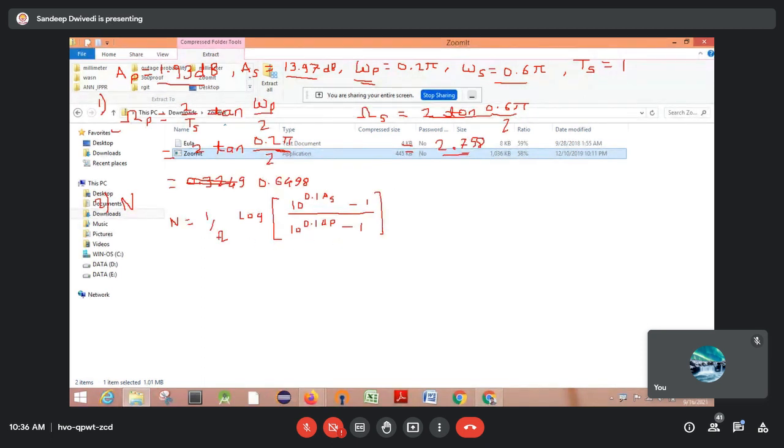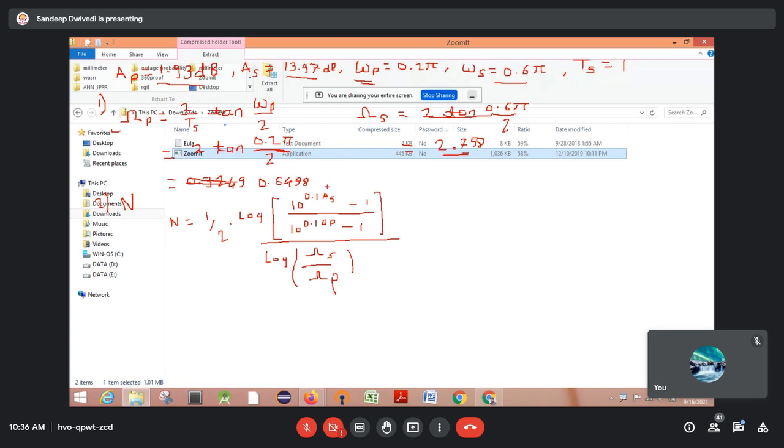Then in the denominator it is log of this calculation, that is the analog frequency, omega s, which we have calculated, and omega p. So you just need to put the values in this. This will be 1 by 2 log of [10 raised to power 0.1 AS, where AS is 13.97, minus 1] divided by [10 raised to power 0.1 AP, where AP is 1.93 dB, minus 1]. So you need to do this calculation.